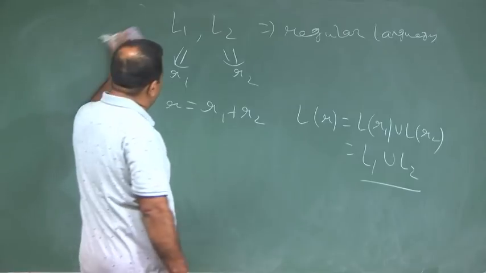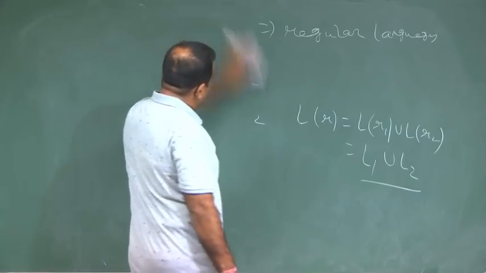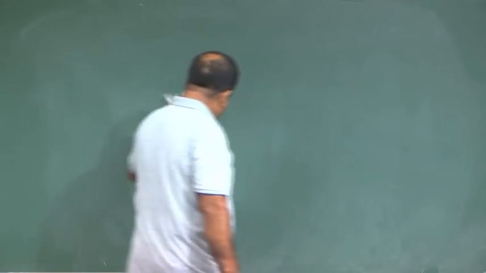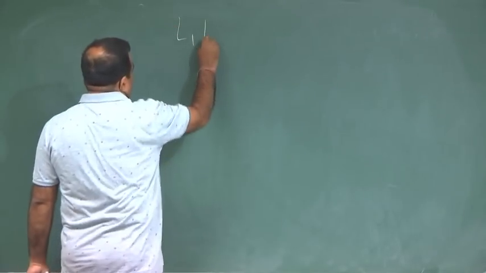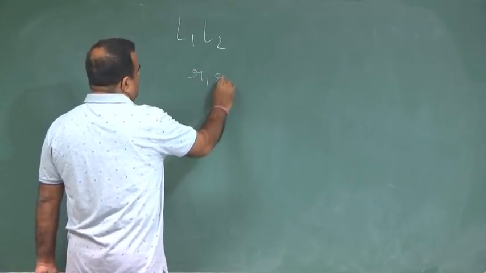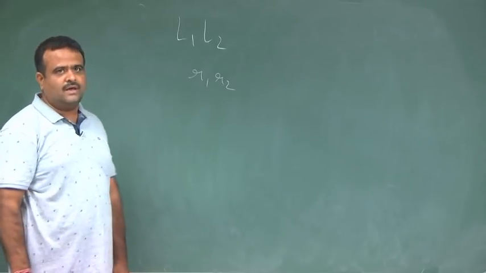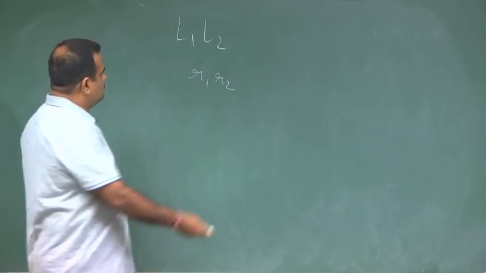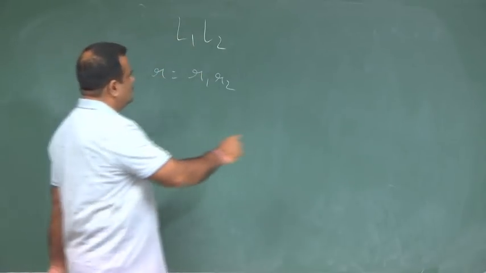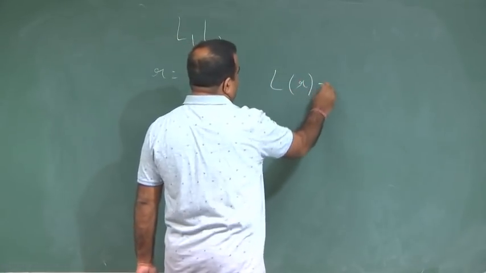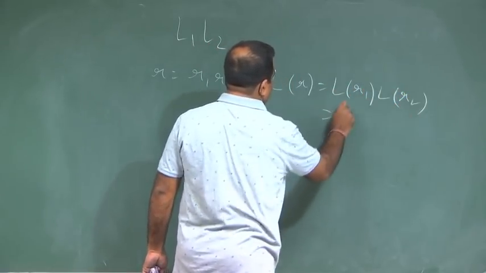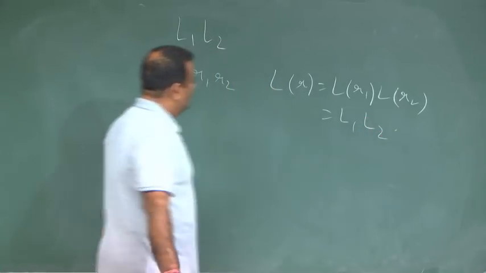Now, even the concatenation, if L 1 and L 2 are two regular languages or regular sets, then what about L 1 concatenate L 2? That is also coming from R 1 R 2. And this is the language which is accepting L 1 L 2, because by definition of regular expression, this is L 1 concatenate with L 2.